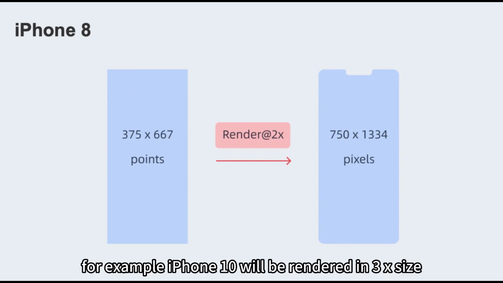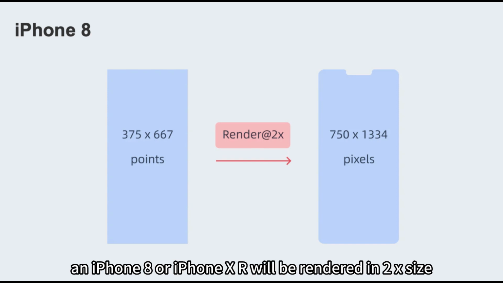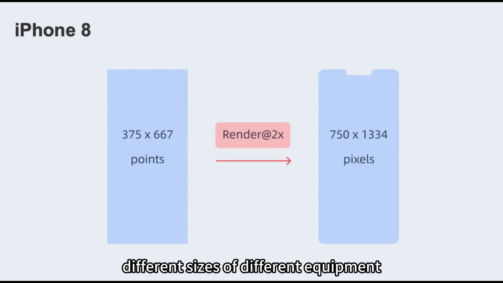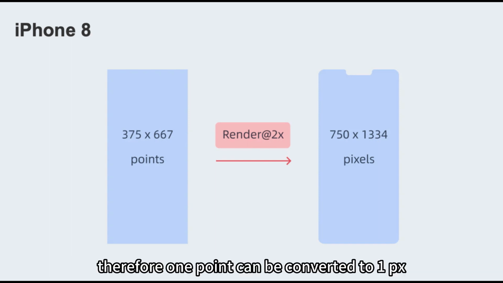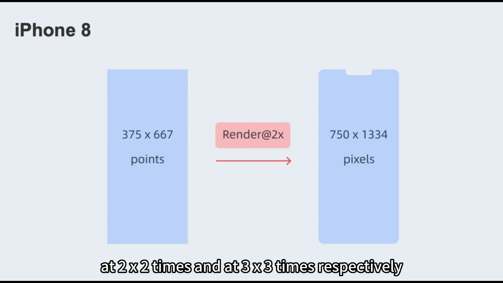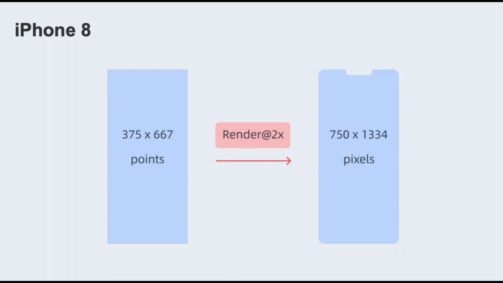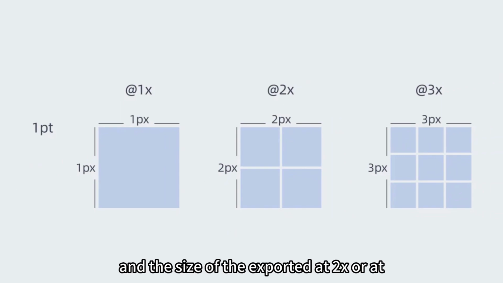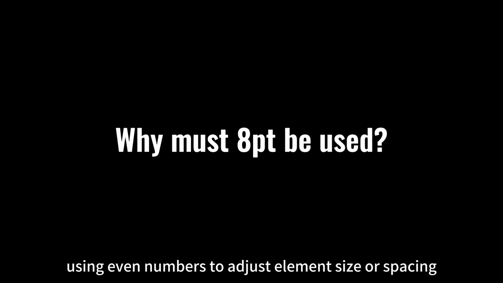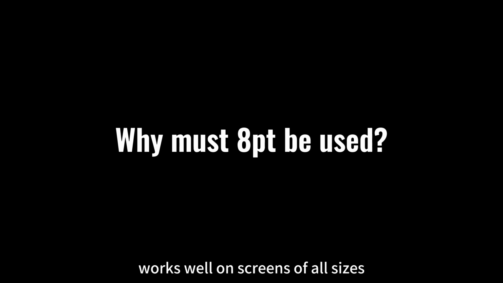For example, iPhone X will be rendered in 3x size, and iPhone 8 or iPhone XR will be rendered in 2x size. Therefore, we can use 1 times the minimum size for design to adapt to different sizes of different equipment. Therefore, 1 point can be converted to 1px, 4px, or 9px at 1x, at 2x, and at 3x, respectively. So if we design a 16 points icon, the size exported at 2x or at 3x should be 32px, 48px. Using even numbers to adjust element size or spacing between elements works well on screens of all sizes.